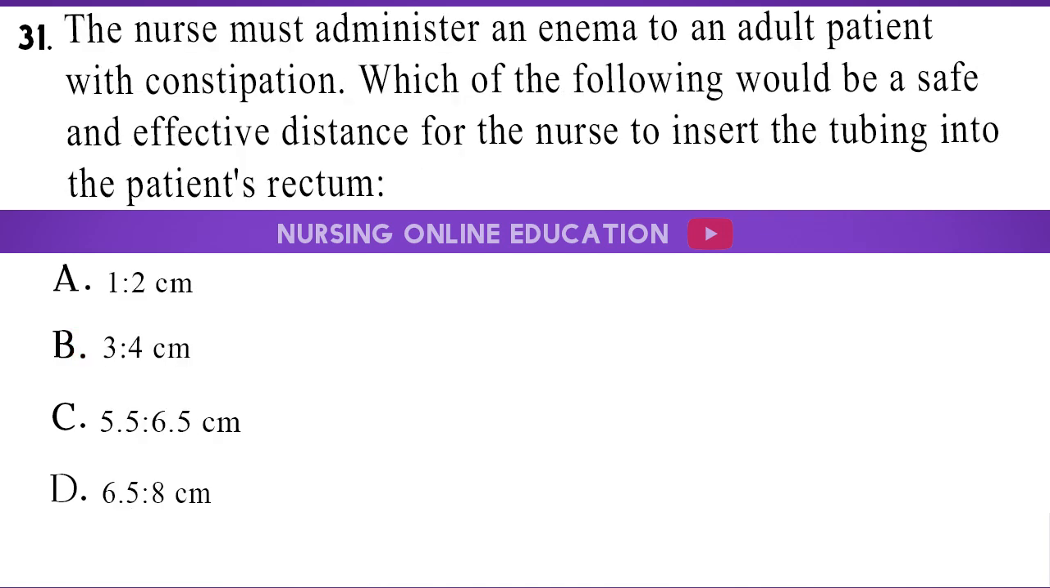31. The nurse must administer an enema to an adult patient with constipation. Which of the following would be a safe and effective distance for the nurse to insert the tubing into the patient's rectum? A. 1-2 cm, B. 3-4 cm, C. 5.5-6.5 cm, D. 6.5-8 cm. The answer is option D, 6.5-8 cm.